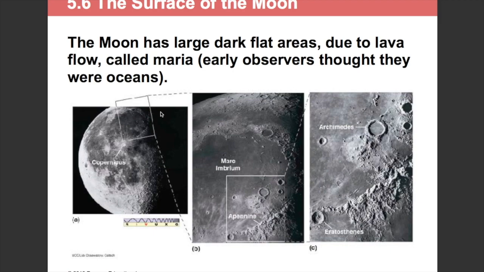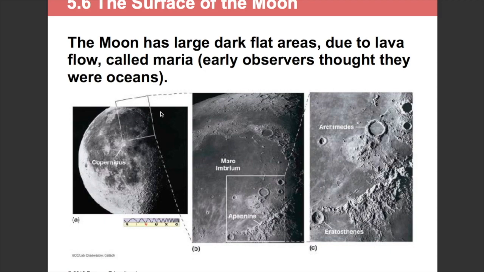Now, the moon had a bit of a different history than the Earth. The moon has features that are called maria, and that was due to previous volcanic flows, which came and almost was like putting new asphalt down, and those areas look a little bit cleaner and blacker.